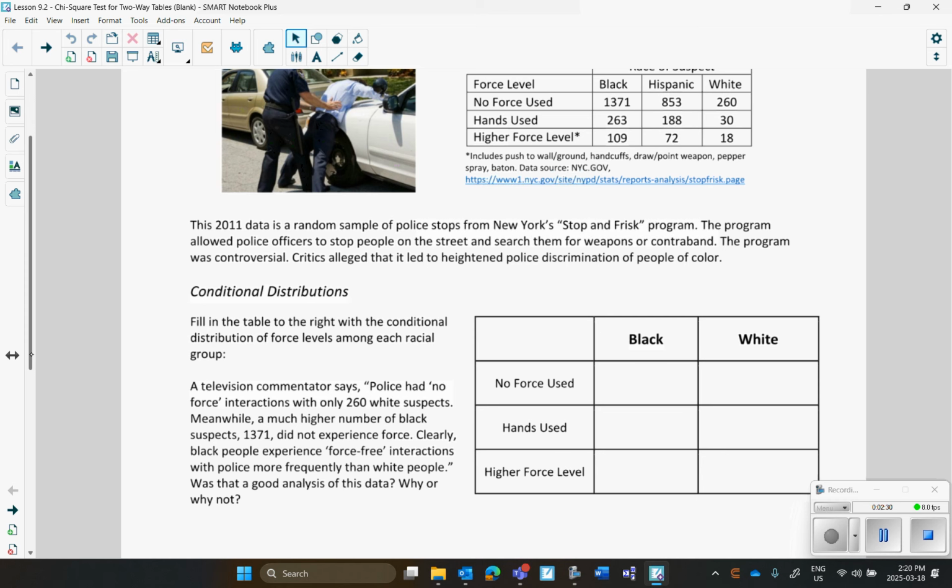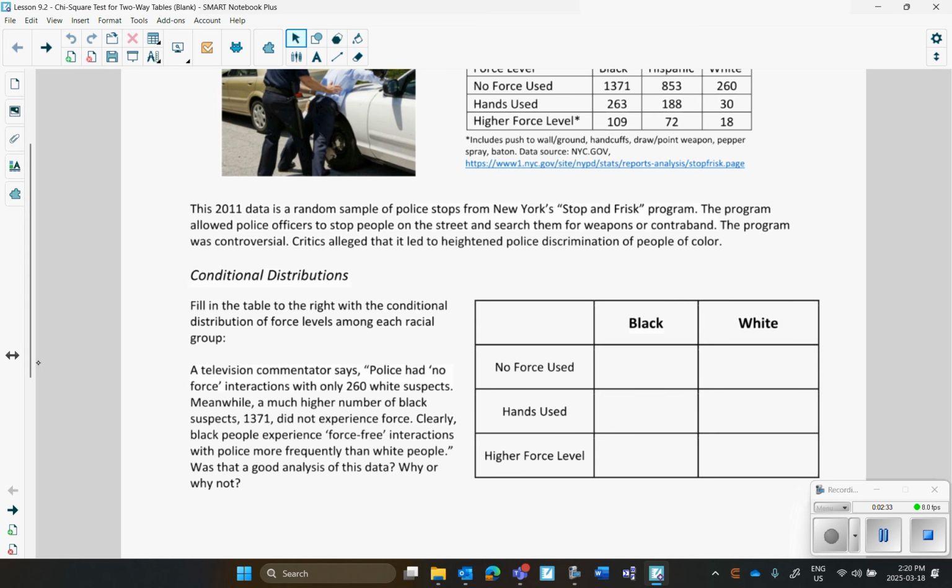Okay, so what we're going to do is fill in the table. We're going to focus on Black and white here for the time being. So no force used. So we're going to do a conditional distribution. We're going to take the amount of Black people in which no force was used, over the total number of Black people.